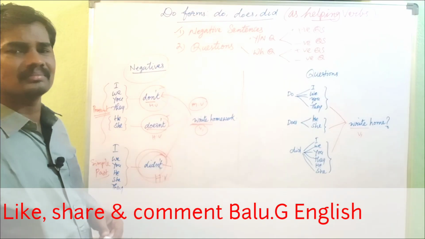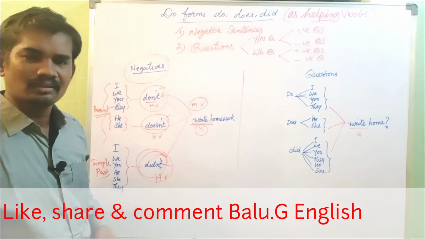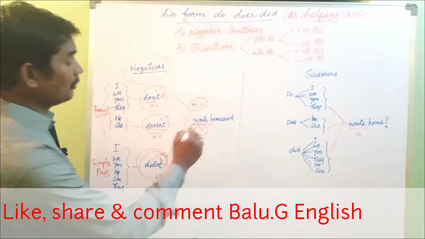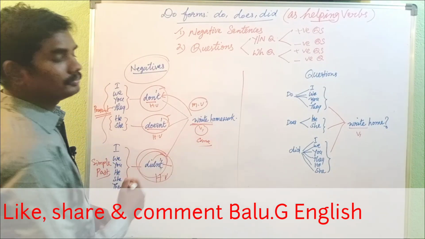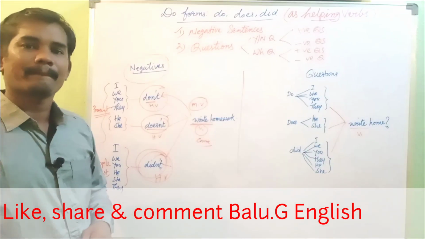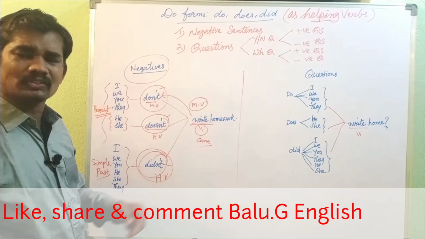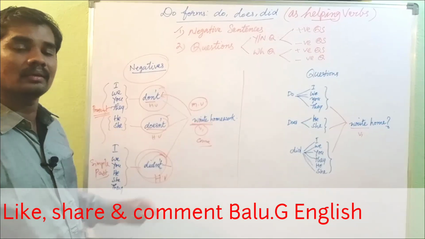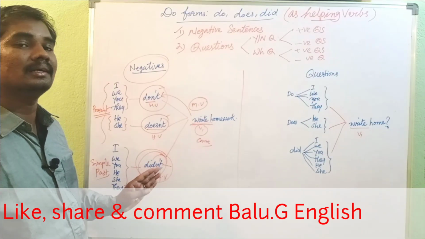He did not come yesterday. Did not come. Come is the V1 main verb, and the helping verb is did not. He did not go. He did not study. I did not study. I did not tell. Tell is the main verb. Did not is the helping verb.